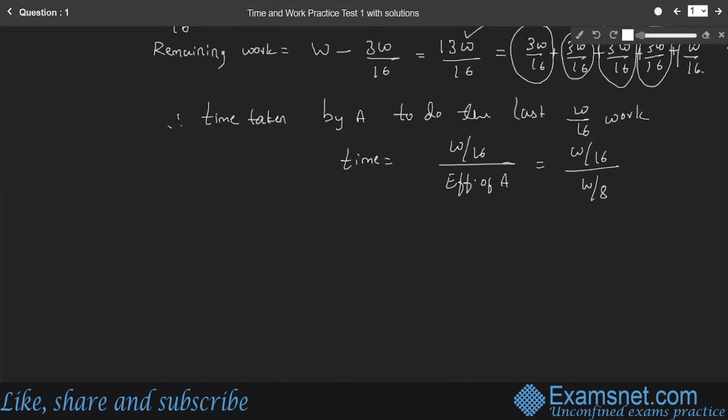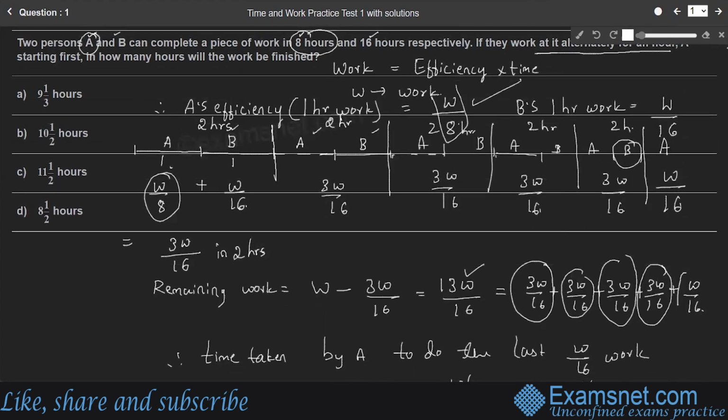So W by 8, it becomes W, and W will get cancelled. We have 8 by 16, which is 1 by 2 hours. So A takes half an hour to complete the remaining work, right? Here, lastly, it is half an hour. Here the question is, in how many hours will the work be finished?